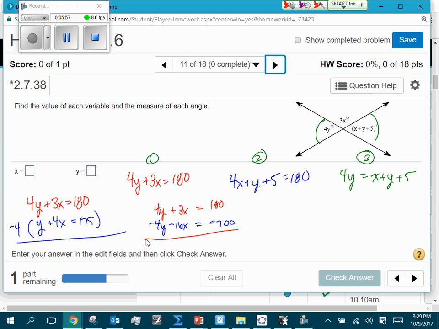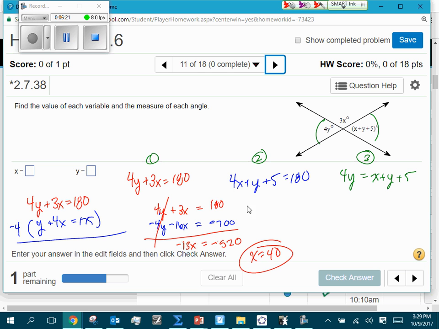And now I add those straight down. So what that's going to do is those are going to go away. So that gives me negative 13x, 3x plus negative 16x. And then the 180 minus 700 is going to give me negative 520. Now I'll divide both sides by negative 13. And that gives me x to be 40.